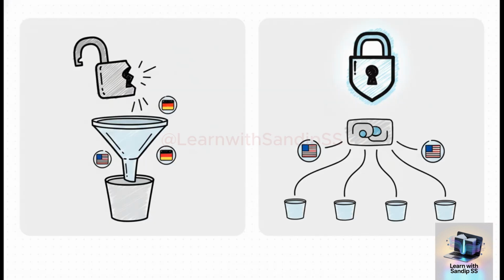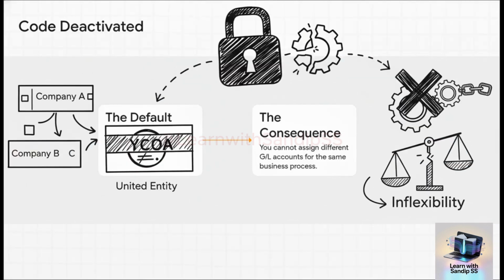And the best way to see how powerful this is to do a little before and after comparison. We'll look at what happens when this feature is turned off, and then we'll see the difference when we flip the switch and activate it. Okay, so in scenario 1, with this code deactivated, the system is basically blind to the differences between those 3 companies. Because they all share the YCOA chart of accounts, the system just lumps them together. The consequence? No flexibility. You're stuck with one set of accounting rules for all 3.